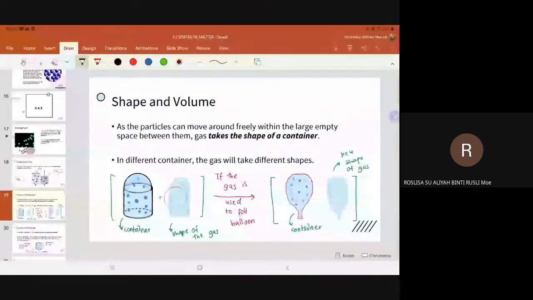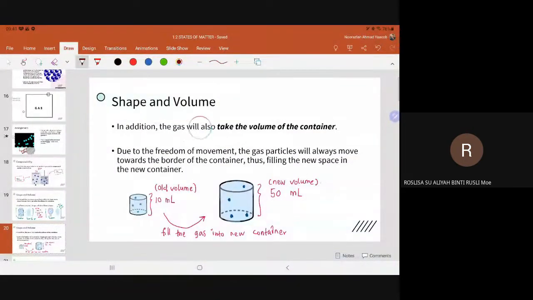And then kalau kita guna gas yang sama, kita isi dalam balon, dia akan ambil bentuk balon pula. Okay, so sama macam air lah. Air letak dalam mangkuk, bentuk mangkuk. Letak dalam botol, bentuk botol. Okay, so this is the new shape of the gas. Dan volume pula, gas juga akan ambil volume container. It will take the volume of the container.